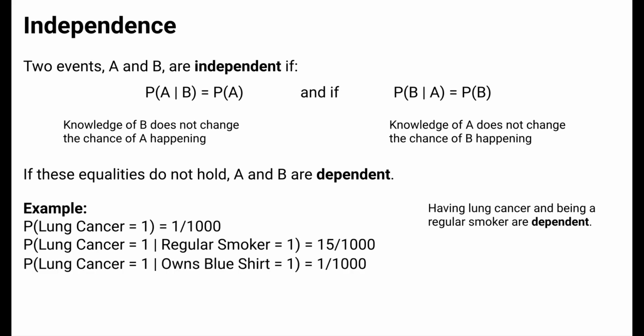What about an example of independence? Let's look at the chance of lung cancer conditional on owning a blue shirt. That is the chance of lung cancer among those who own blue shirts. This conditional probability is 1 in 1,000, the same as the marginal probability of lung cancer. In other words, knowing that someone owns a blue shirt does not change the chance that they have lung cancer. It's still 1 in 1,000. So, knowing that someone owns a blue shirt does not help us better predict if they have lung cancer. So, these two events are independent.